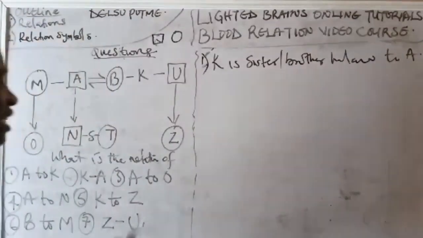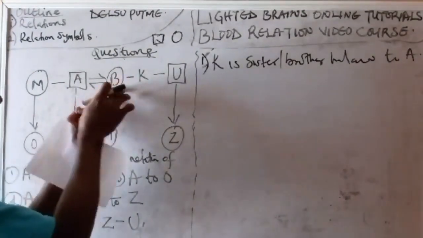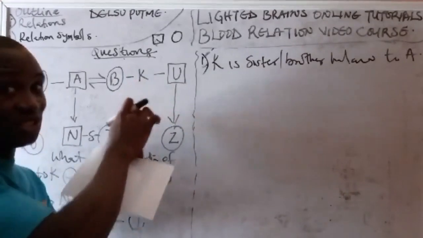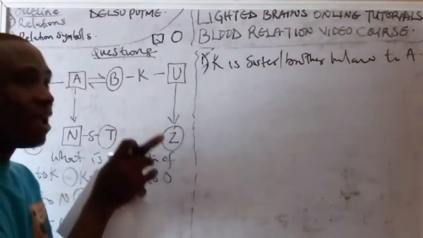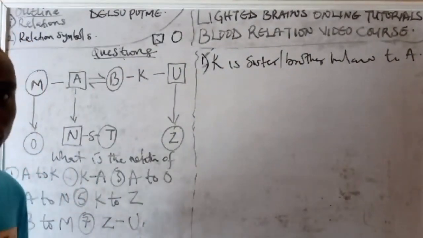Do you understand now? K is sister or brother-in-law to K. How do we know? Because these people are married, and his wife has a brother or a sister. So he has a brother or what? A sister. So your wife's brother or sister is called what? Your sister or brother-in-law. Do you understand now?